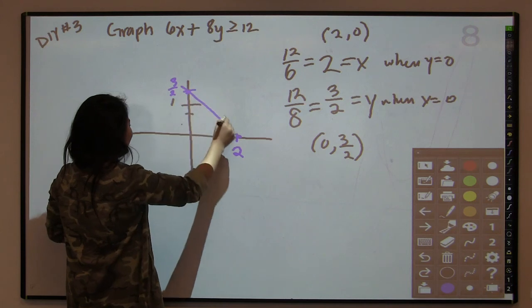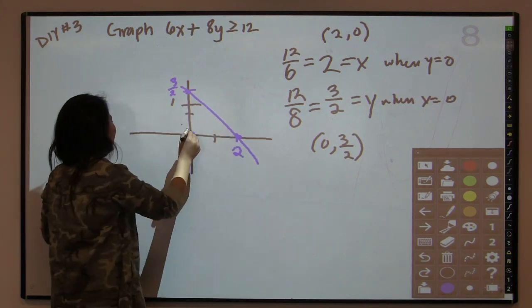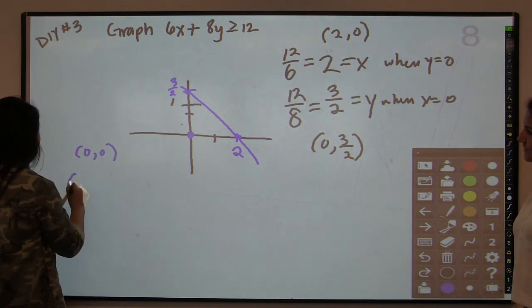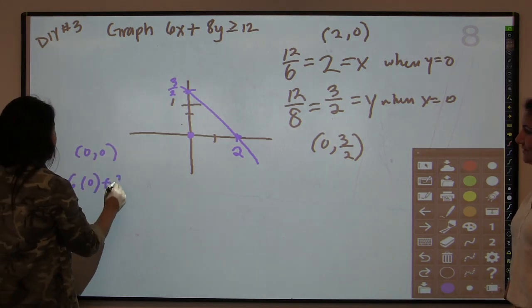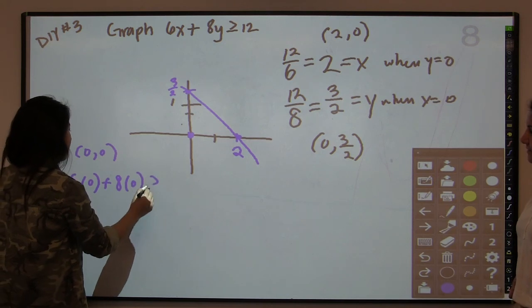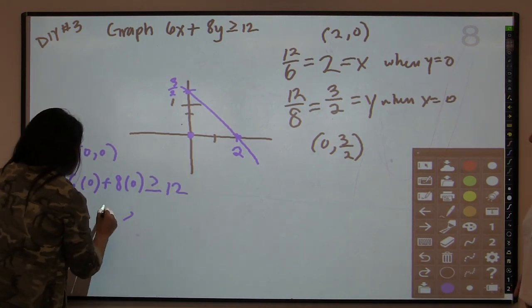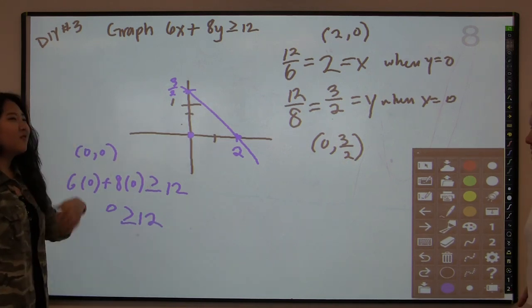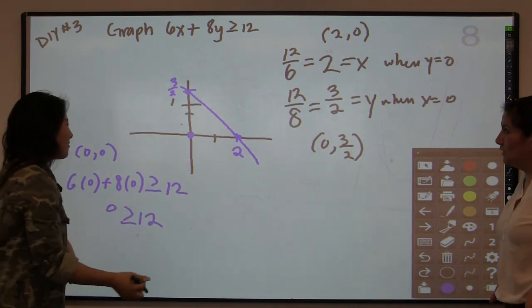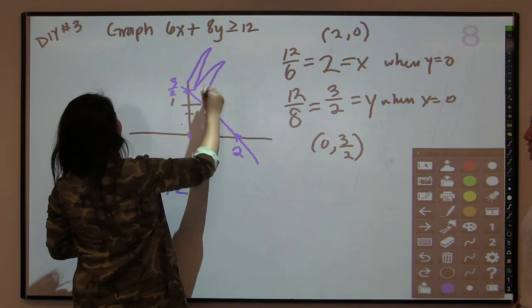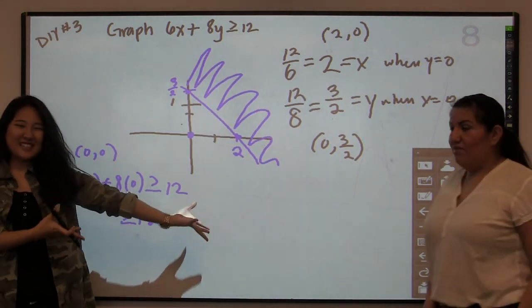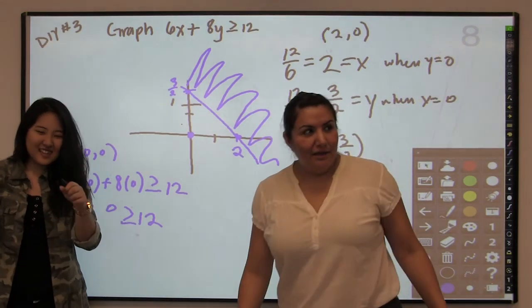Draw a line, and then you pick the test point, which is 0, 0. You plug it in. 6 times 0, 8 times 0. Oh, 0. Is that 0 bigger than 12? No, it's not bigger than 12. So you shade the other part. You shade away from the origin. Ta-da. And that is your lesson for today.